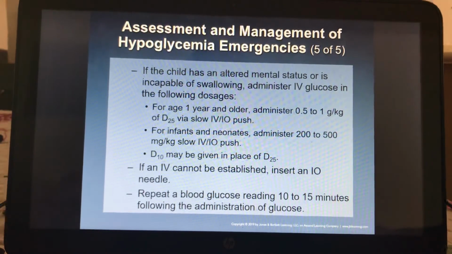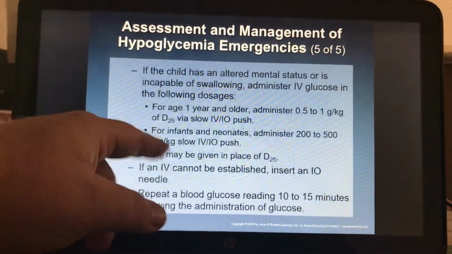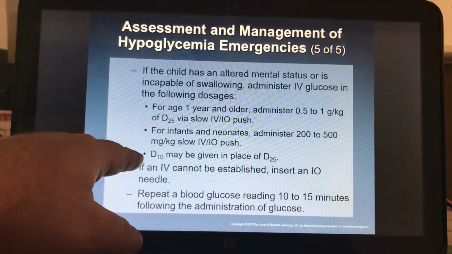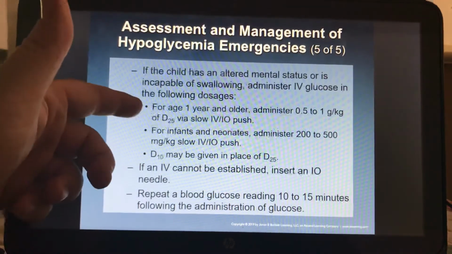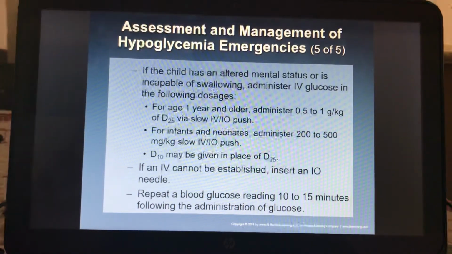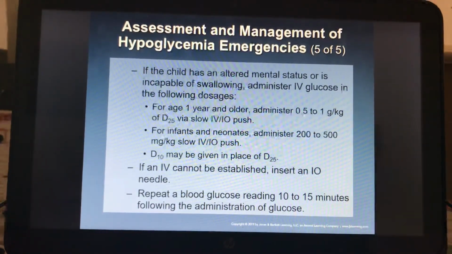D10, I can show you how to make that. That's pretty simple. But again, usually a year or younger, you'll use D10 and not a lot of it because remember, it's weight-based. D25 for a year or older, and then once you get up to about adulthood, probably about 100 pounds, that's probably when you start using D50, roughly in around there. Don't quote me on that.